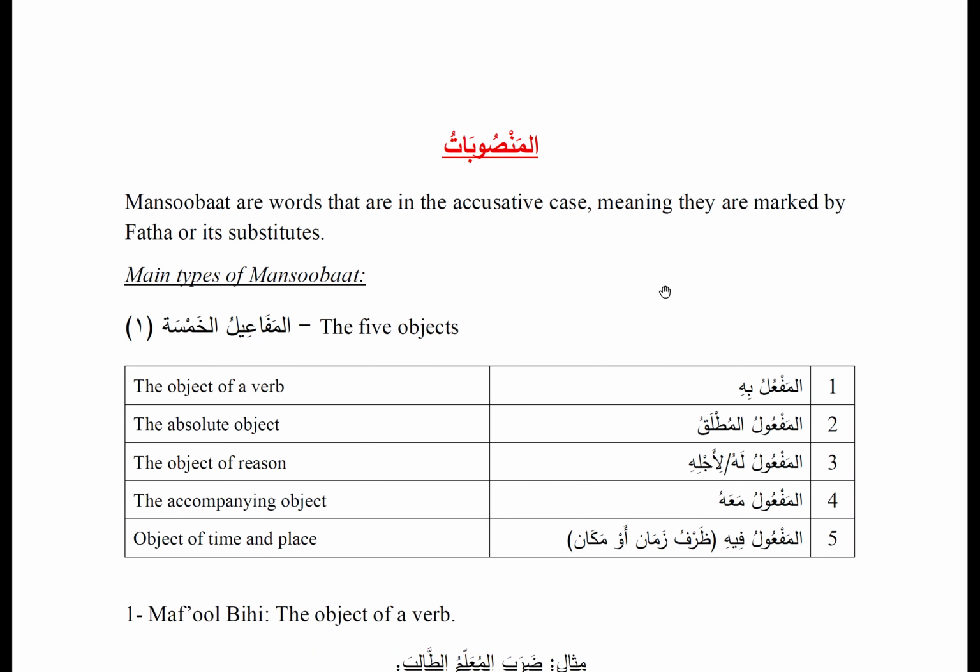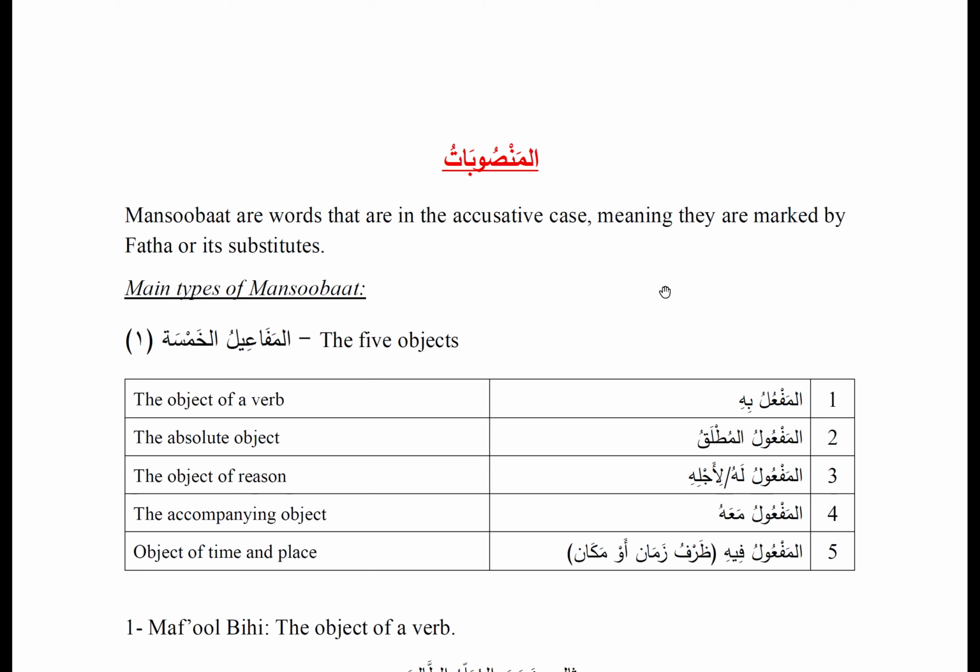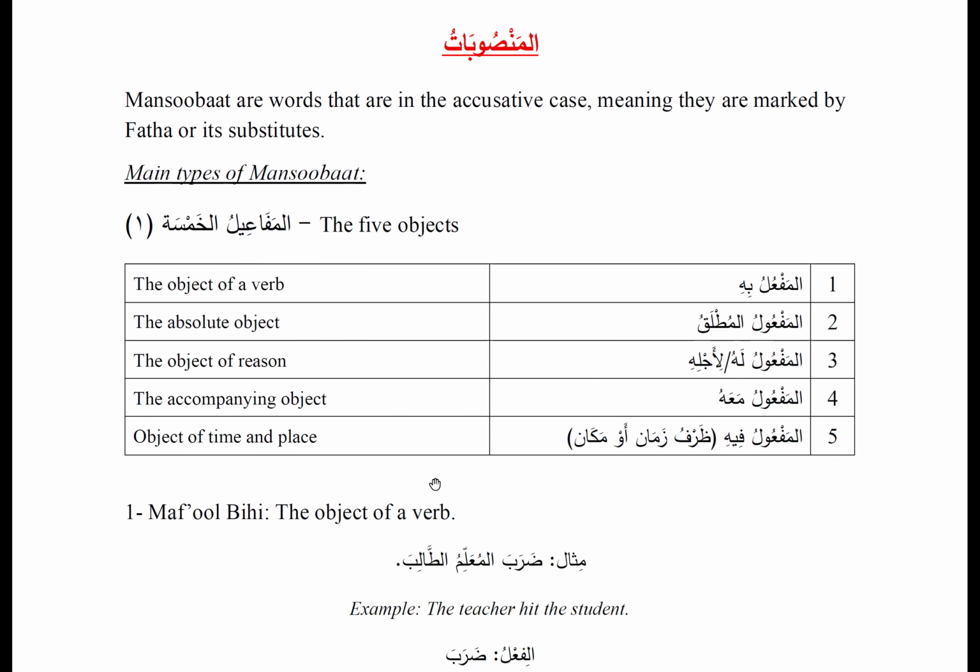Now, Mansoobaat, there are many of them, and in this, we're only seeing 6 to 7 of them. First, what we're going to see is the al-mafa'il al-khamsa, which is the 5 objects. And they are al-maf'ul bihi, which is the object of a verb, al-maf'ul al-mutlaq, the absolute object, al-maf'ul lahu, or al-maf'ul li ajlihi, which is the object of reason, al-maf'ul ma'ahu, the accompanying object, al-maf'ul fihi, object of time and place, or dharfu zaman or makan.